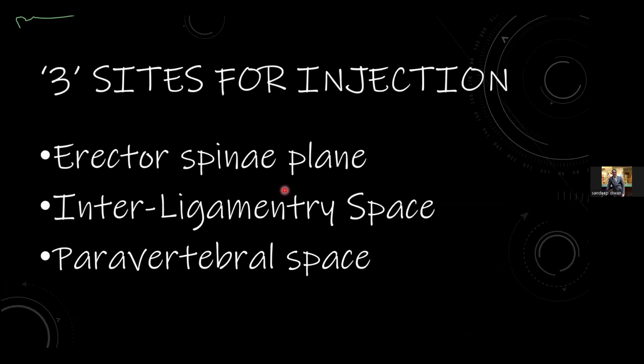So there are only three sites for injection. One is the erector spinae plane, second is the interligamentary space, and third is the paravertebral space. Now there are a lot of articles which mention many injection points in the paraspinal space. Now, if you look into the cadaveric sections that we did, you find that there is hardly any space to have any injection points. So these are the only three injection points.